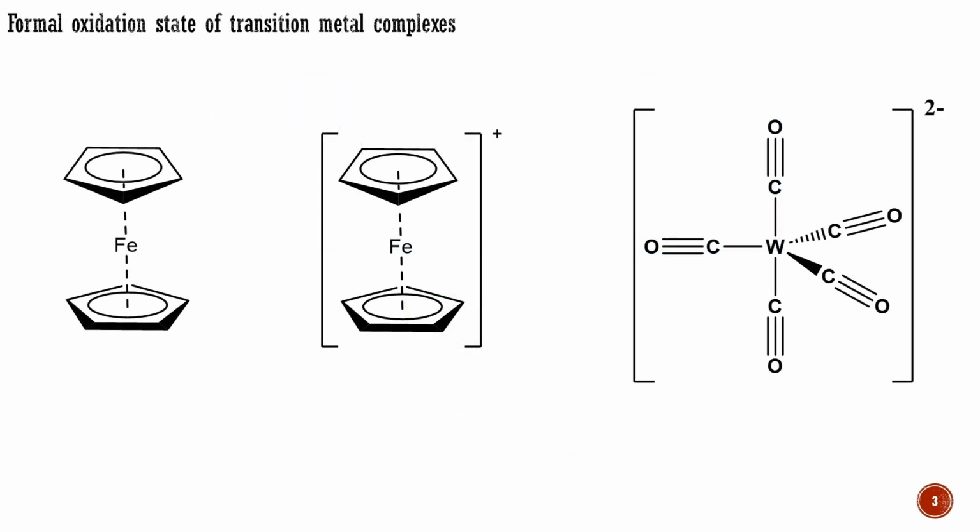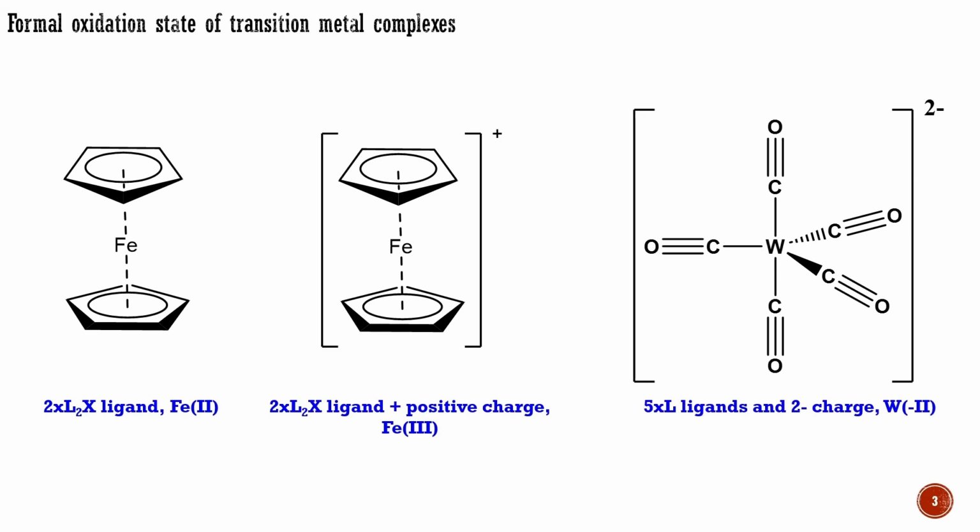Before we delve into the specific details about non-innocent ligands, it is worth recalling what we understand under the oxidation state of transition metal complexes. The oxidation state of a metal in a complex is simply the integer charge that the metal would have on the ionic model. For a neutral complex, this is the number of X-type ligands. For example, ferrocene has two L2X-type ligands, and so ferrocene is said to contain iron(II). For a complex ion, we need also to take account of the net charge. For example, in this positively charged ferrocene analog we have iron(III), and in negatively charged tungsten pentacarbonyl shown here the formal oxidation state of tungsten is -2.